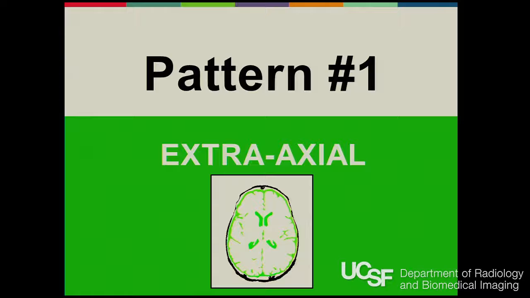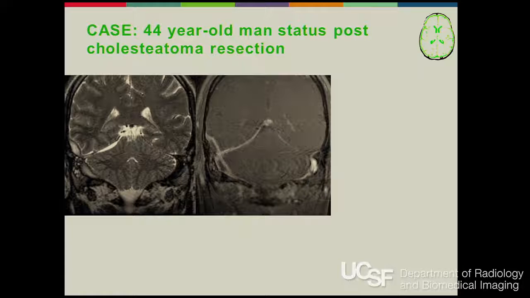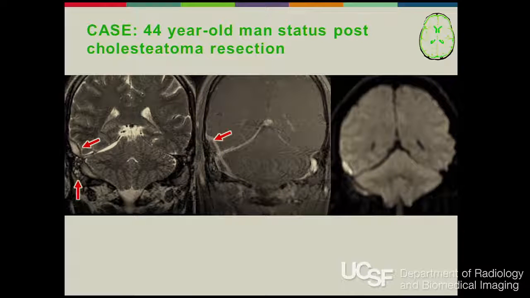So let's start. We're going to do this in a very case-based way as we work through our patterns. We'll start with extraaxial. This was a 44-year-old man who was status post a right temporal bone cholesteatoma resection. On first pass, you pick up some fluid from the postoperative change in the right mastoid air cells. And then you notice this lentiform, kind of biconvex collection in the middle cranial fossa. It's T2 hyperintense and has this thick rim of enhancement.